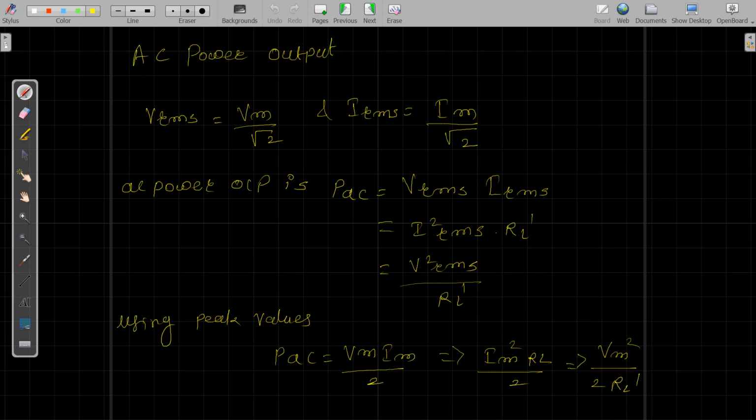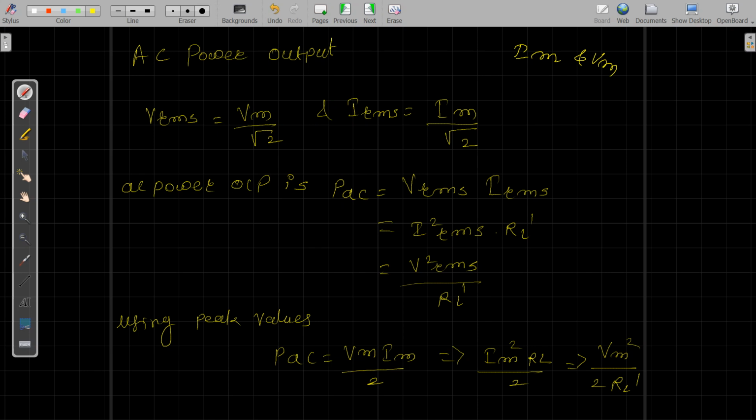Now we have to do the AC power outputs. What we know, Im and Vm are the peak values of the output current and output voltage respectively. Then I can find Vrms and Irms, because I know the relationship between Vrms and Vm: Vm equals root 2 Vrms, that is, Vrms equals Vm by root 2, and Irms equals Im by root 2.